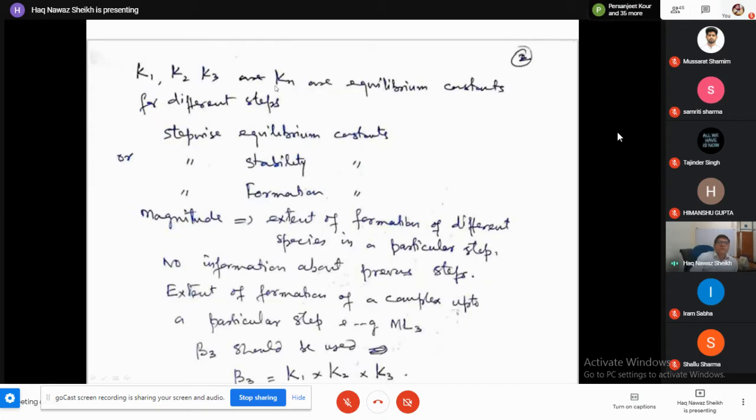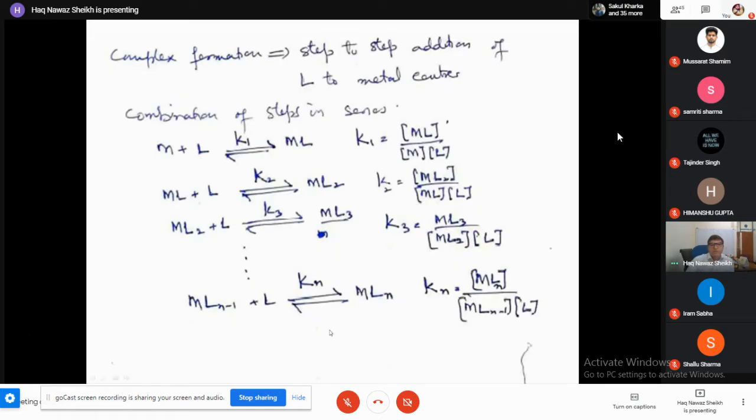Now, K1, K2, K3, Kn are equilibrium constants for different steps, and they are also known as stepwise equilibrium constants, stepwise stability constants, or formation constants. Consider the formation constant of ML3, not from the metal and ligand, but from ML2 and L. If you are asked what is the formation constant of ML3 from M and L, that's not K3. That is K1, K2, and K3 taken together.